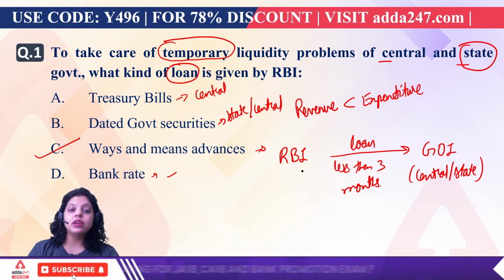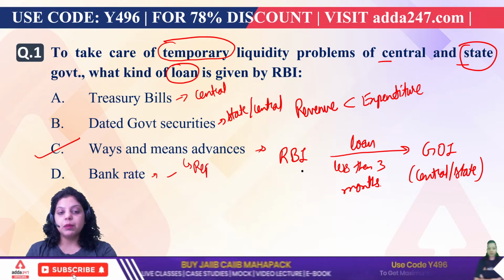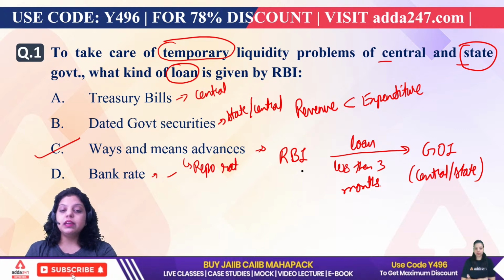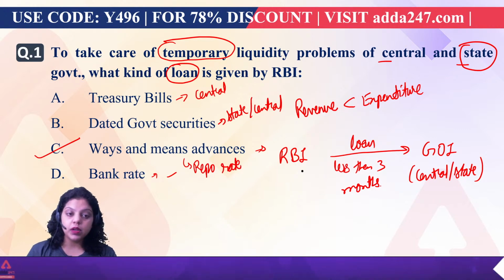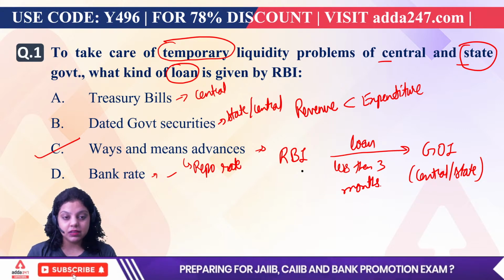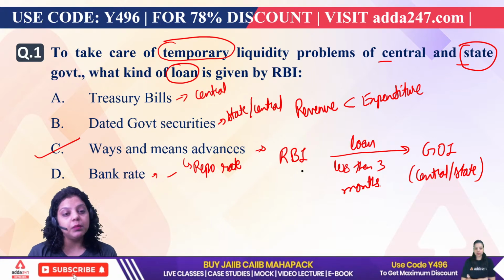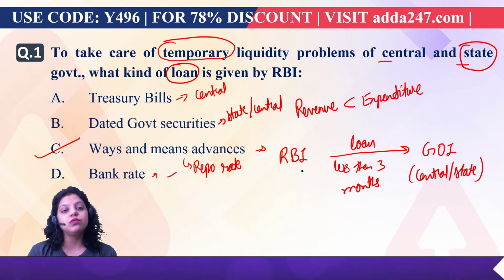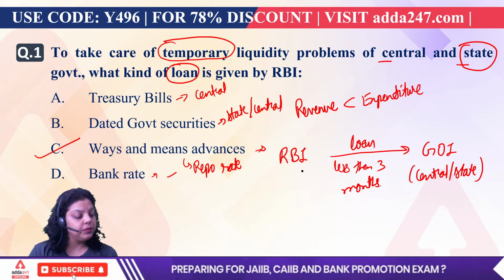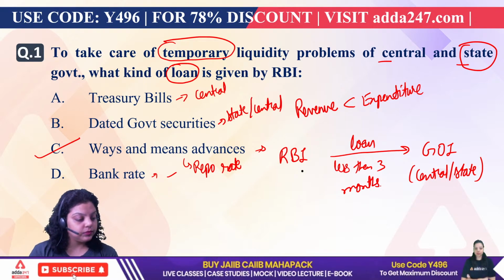And what rate of interest will be charged on ways and means advances? The rate of interest will be repo rate. So the term in which RBI is giving loan to Government of India for less than 3 months will be known as your ways and means advances. But when the rate of interest will be charged by RBI from Government of India, that rate of interest will be your repo rate. Okay, clear? So the right answer will be C option.